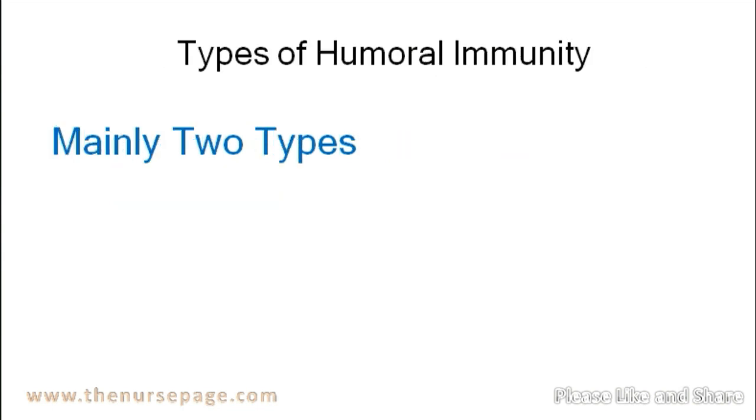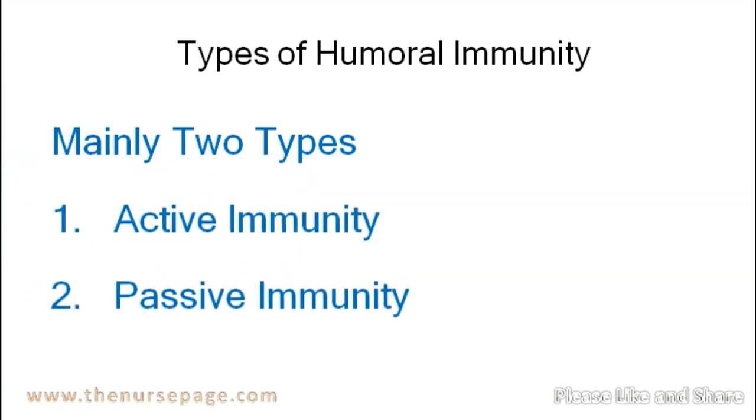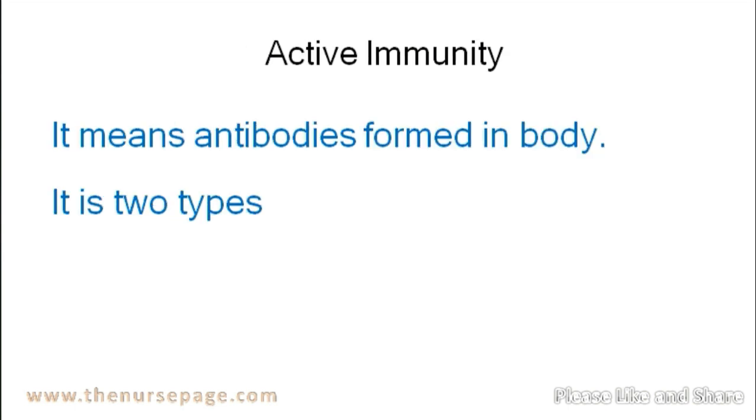Next, types of humoral immunity. There are 2 types. First one is active immunity. Second one is passive immunity. The humoral immunity is divided into 2. They are active and passive immunity. Active immunity means antibodies formed in body. That is, our body is producing antibodies.